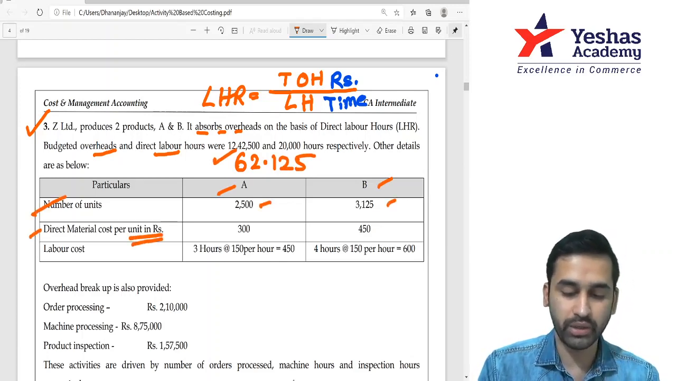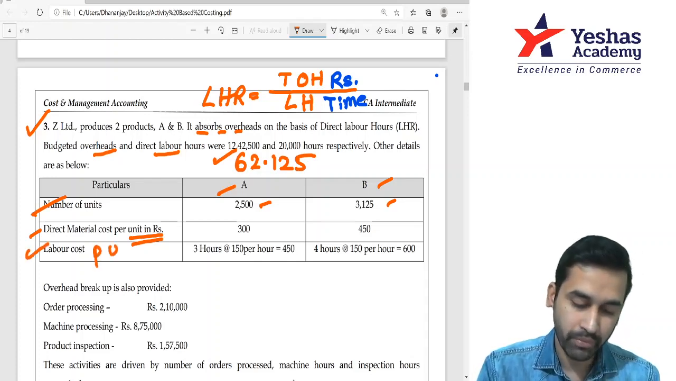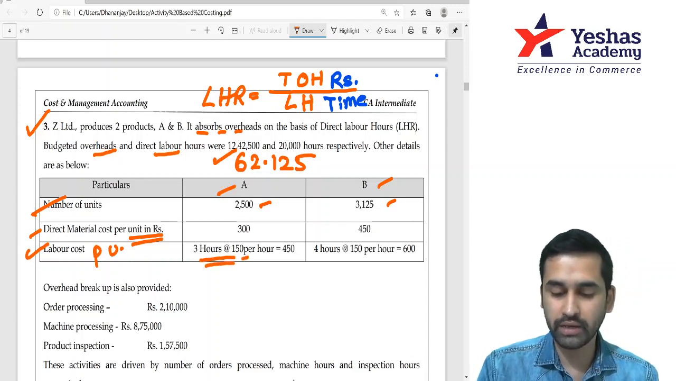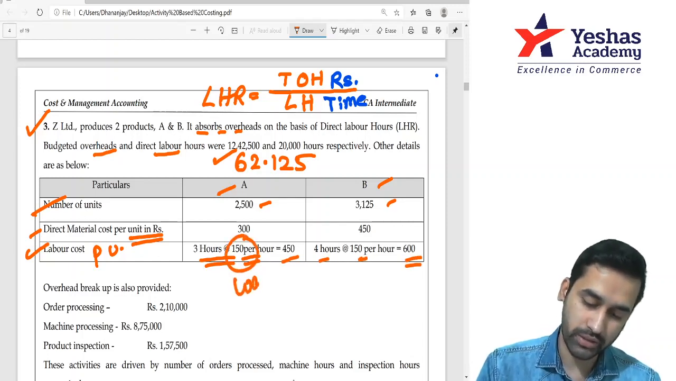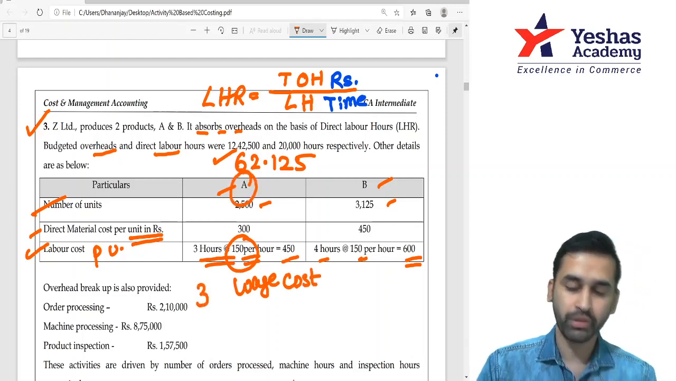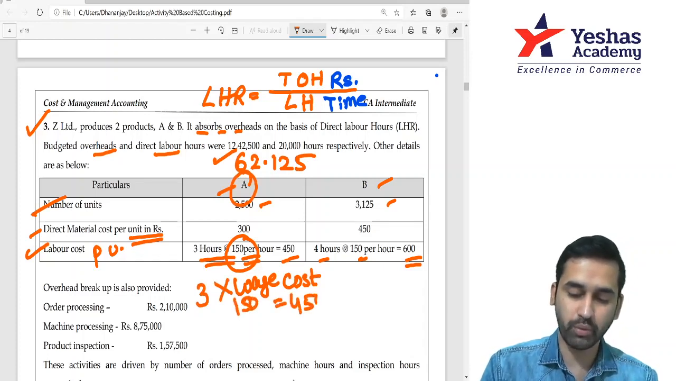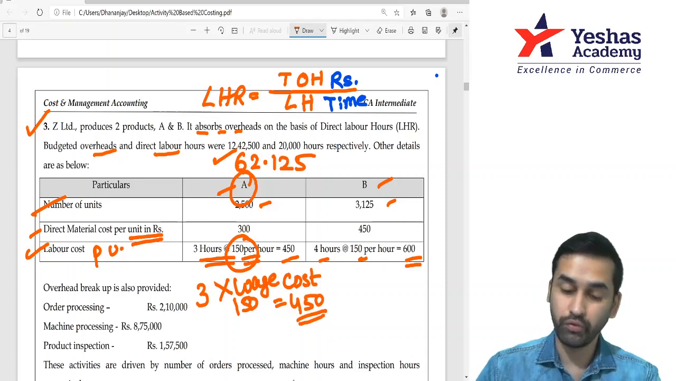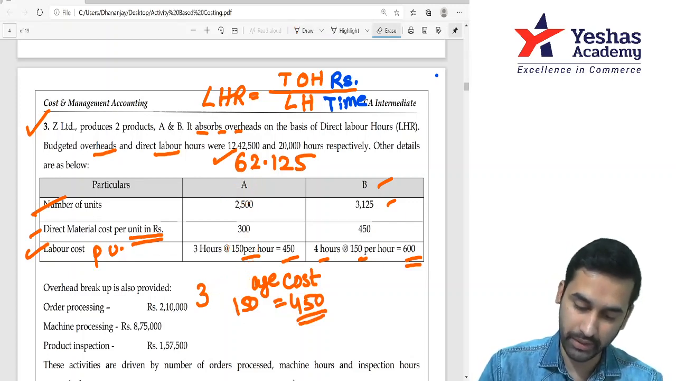Next, additional details A and B, number of units given. Material cost per unit is straight away given, good for us. Labor cost also per unit only, but it is given as 3 hours at 150 rupee, that is 450. 4 hours at 150, 600. What is 150 here? Wage cost, wage or labor cost. So to make 1 unit of A, you need 3 hours, and for every hour you are paying 150 rupee. That means to make 1 unit you are spending 450 rupees.